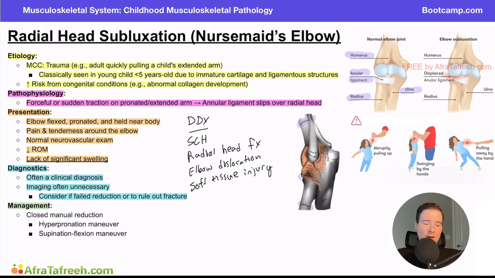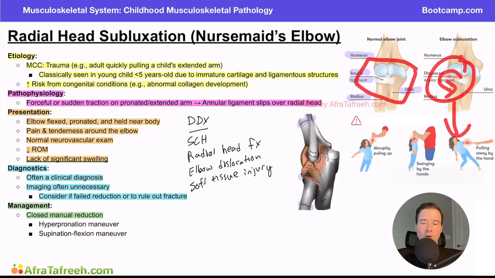For management here, these patients are going to need closed manual reduction. So what does that mean? Well, what's going on here? Think about the pathophysiology. We have a displaced ligament between the bones within the joint itself. Well, we need to get that ligament back into place. We need to manually reduce it. We need to get this bone outwards so this ligament can go back to its normal home and return to be a normal appearing joint.